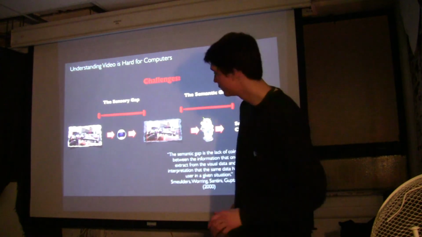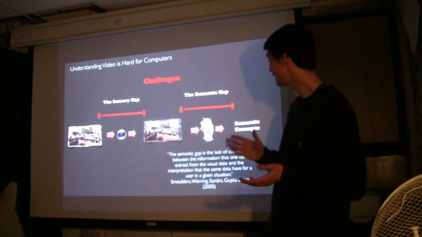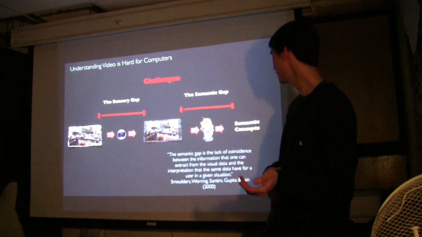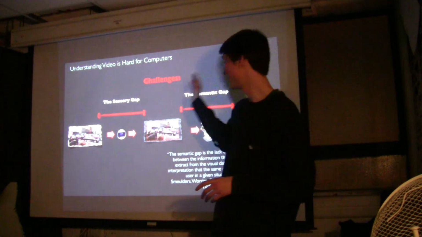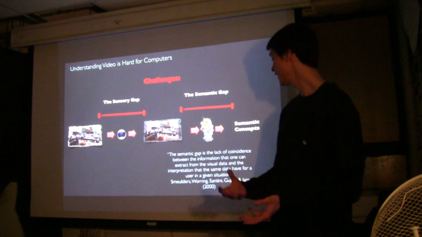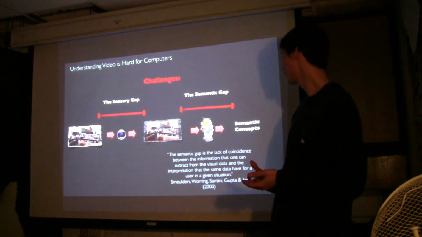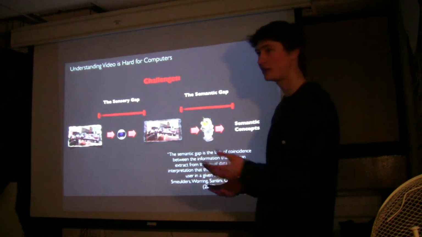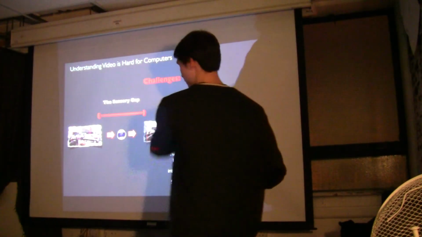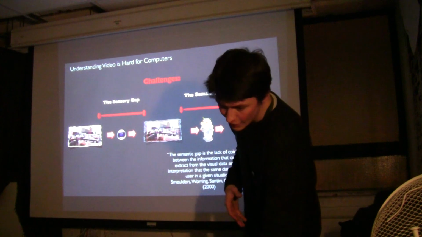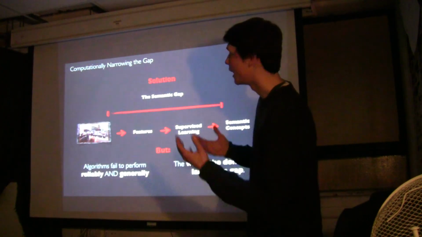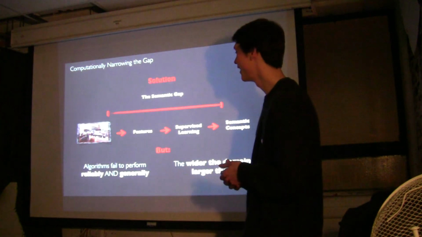Actually, this has a nice scientific definition. The semantic gap is the lack of coincidence between the information that one can extract from the visual data, so that's here, and the interpretation that the same data have for a user in a given situation. So there's this discrepancy between what is present in the data and the high-level concepts that we assign to it. So how might we solve this problem?